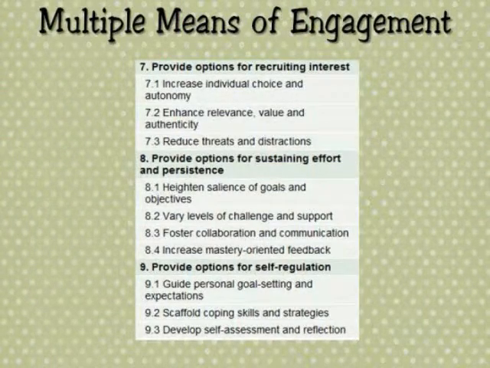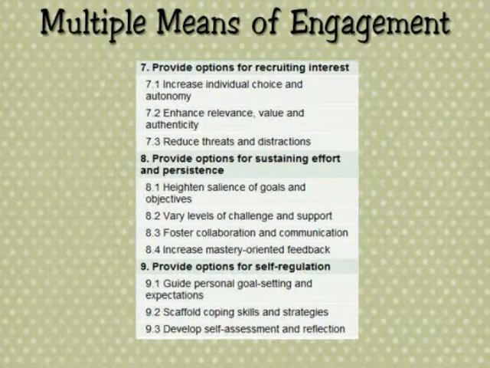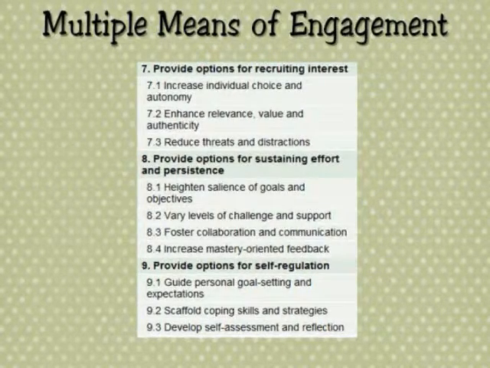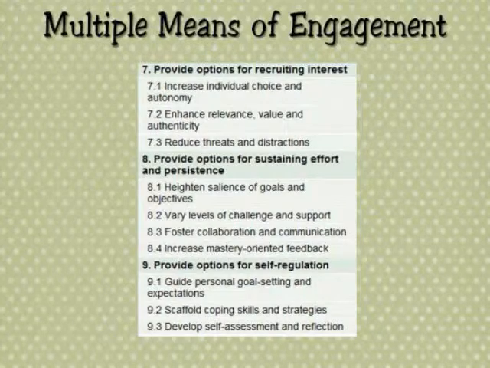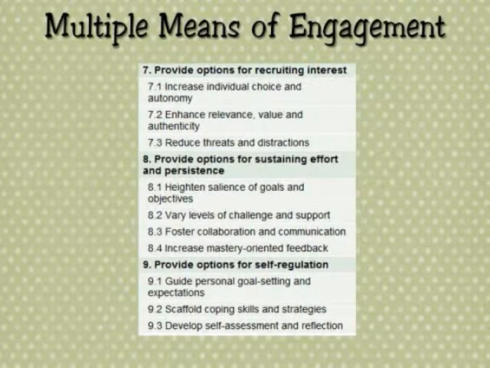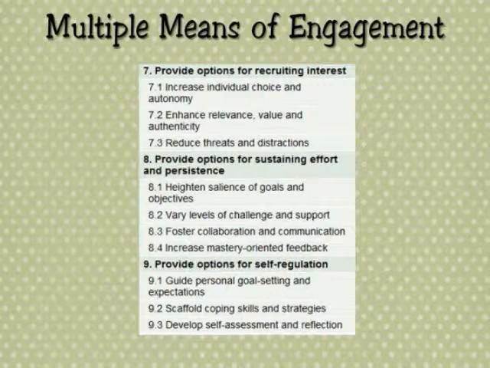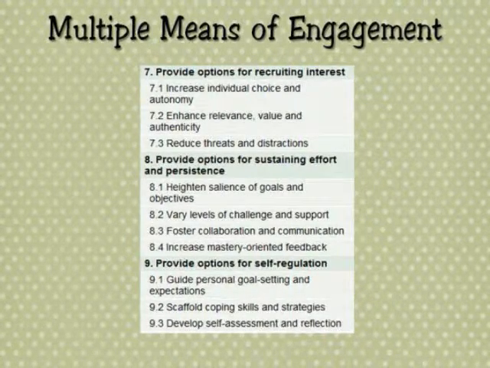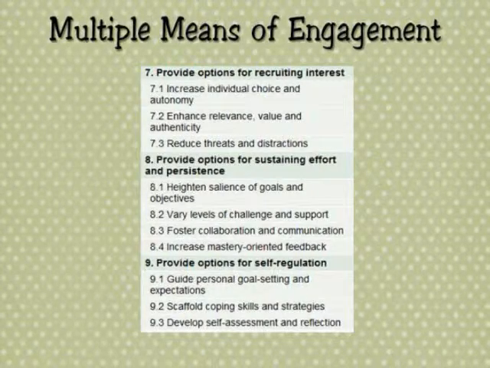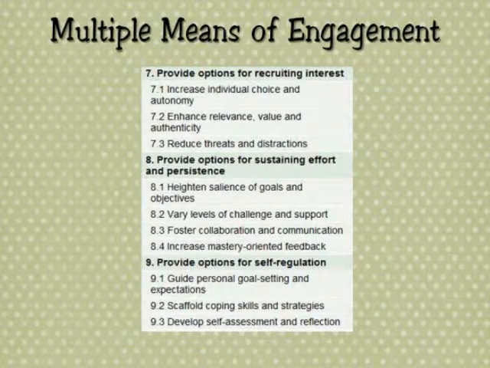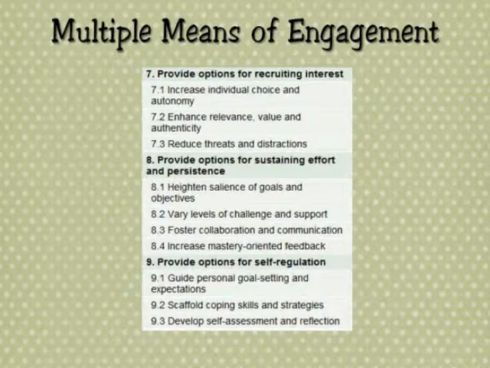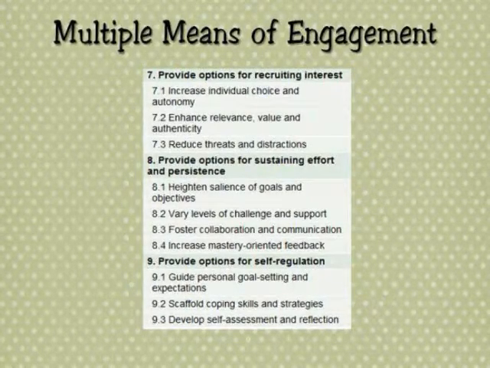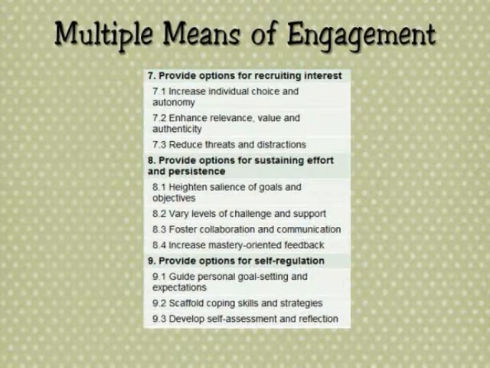The third principle, multiple means of engagement, supports the affective network of the brain. The guidelines for this principle include providing options for recruiting interest, providing options for sustaining effort and persistence, and providing options for self-regulation. In order to meet these guidelines, students need to be offered choices in learning. The curriculum is often not decided upon by the learner. However, they can have personal input on how to meet the objective by deciding upon the technology or tools used, the design applied, the sequencing, etc.